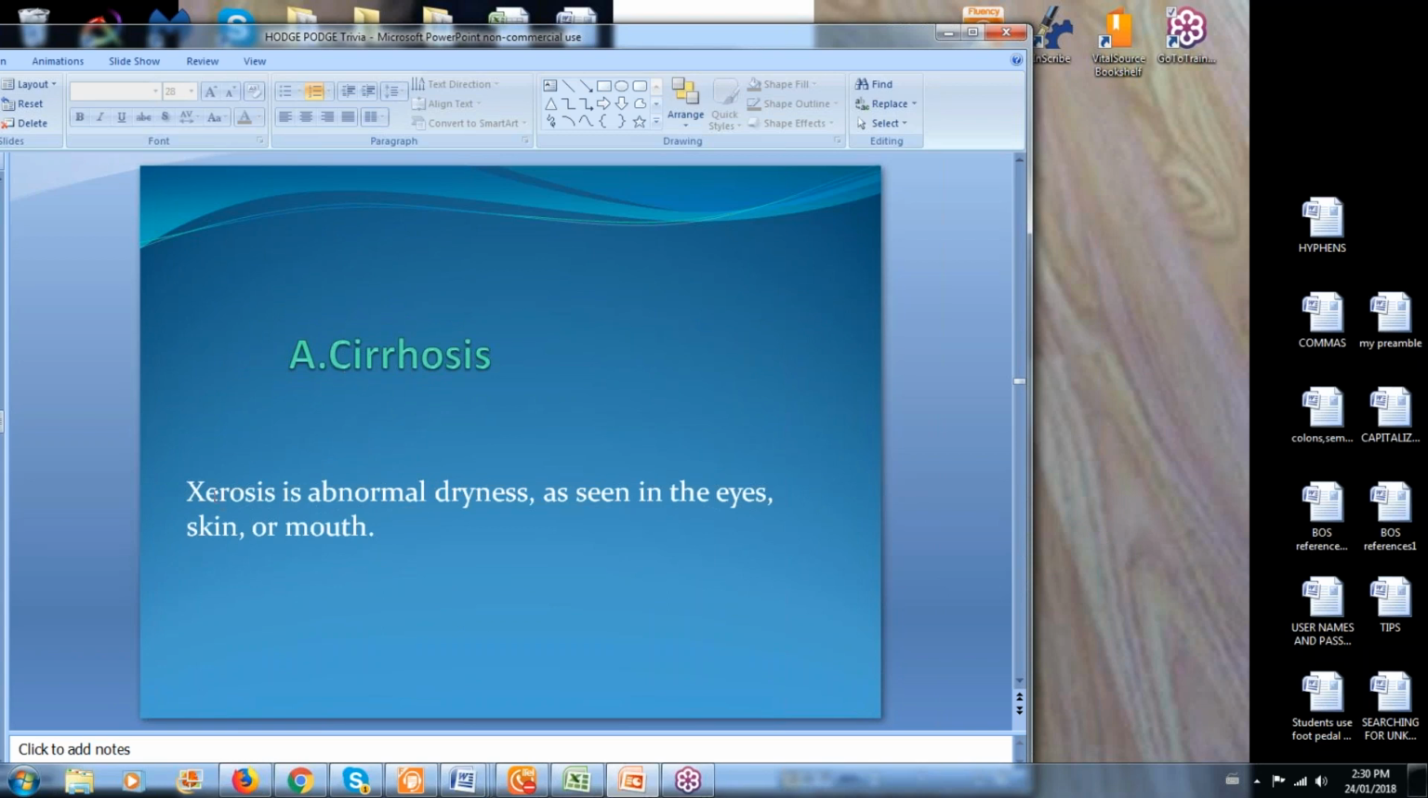cirrhosis, because xerosis is abnormal dryness as seen in the eyes, skin, or mouth.